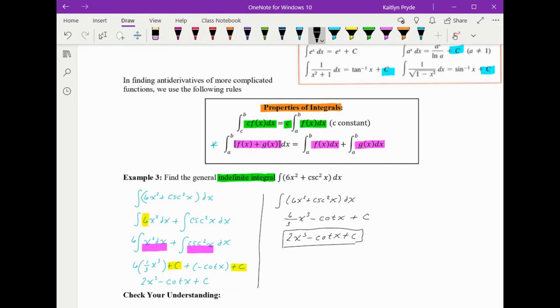This is what I did in blue here is why what's happening in black is allowed, but you don't have to show every single step. You don't have to pull the constant to the front. You don't have to break it up into two integrals.